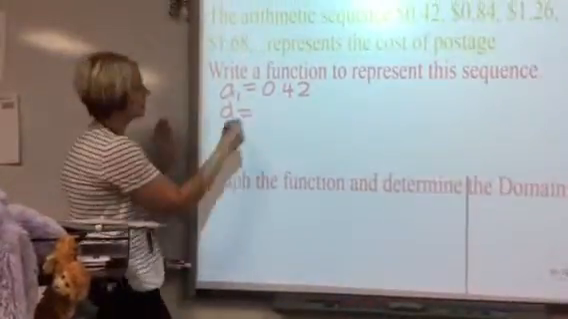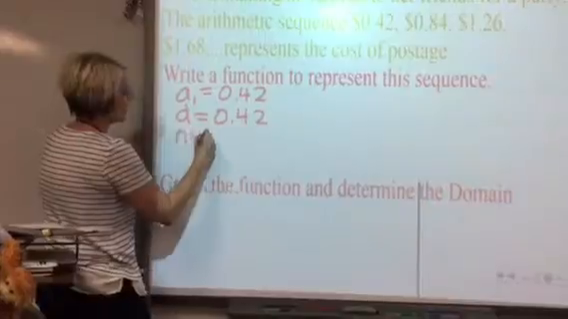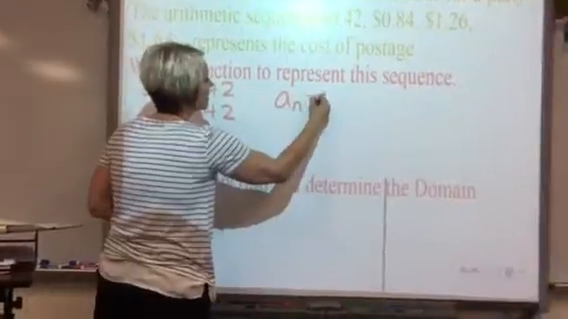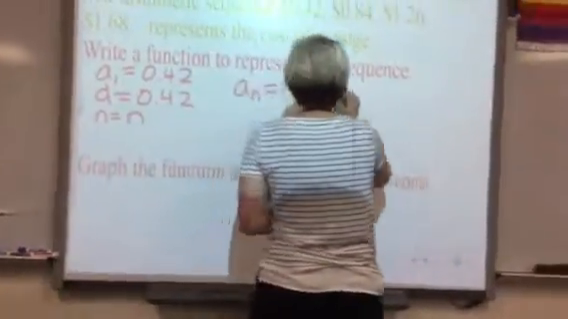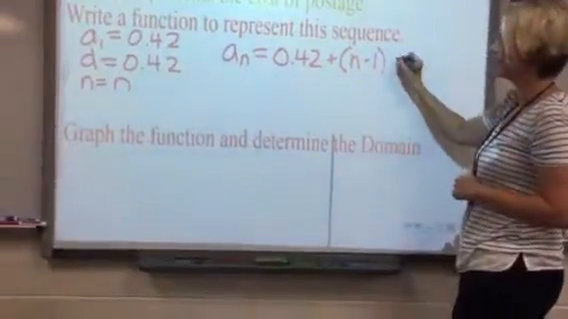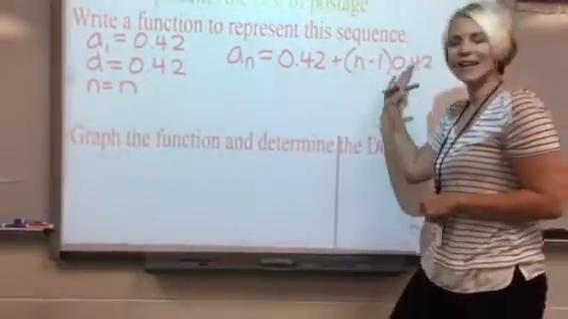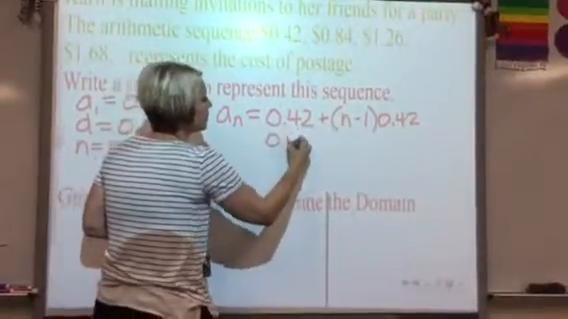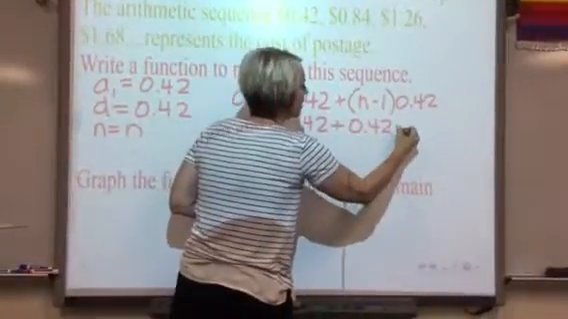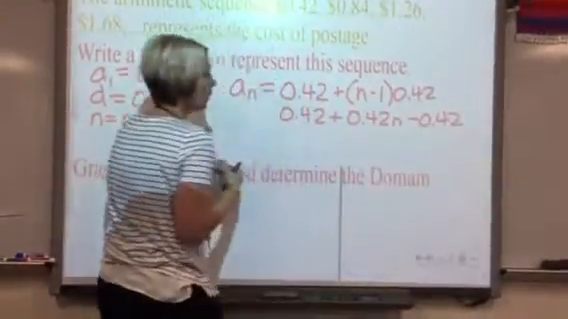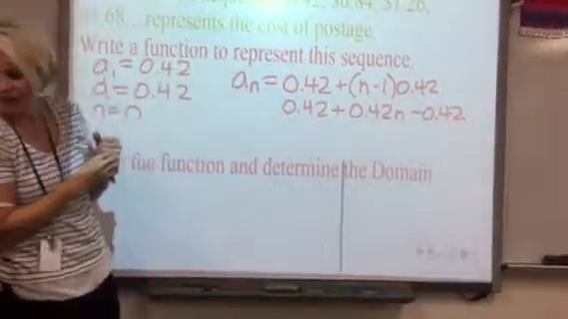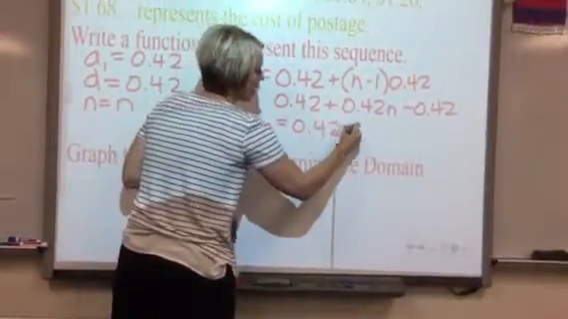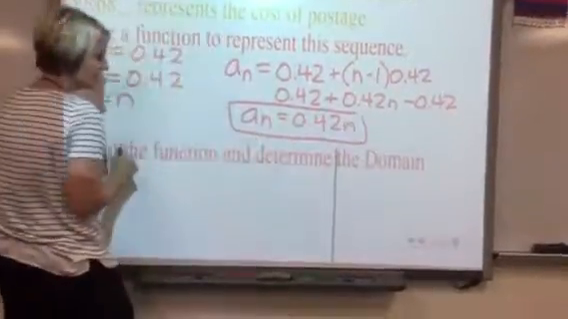And it also looks like we're going to leave n as n. So the number of the term or the number we're looking for. So a sub n is equal to a sub 1 plus n minus 1 times d. Now remember, we can't leave it in this form. We are going to have to distribute and simplify it a little bit. So 42 cents plus 0.42n minus 0.42. Well, what do you notice about these two? Do you see how they're going to cancel out? So you're left with a sub n is equal to 0.42n. So this is our equation to represent this sequence.